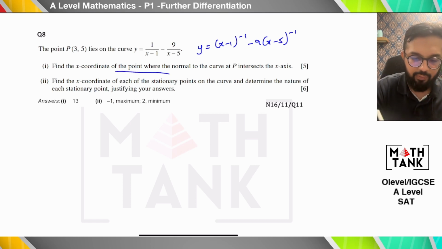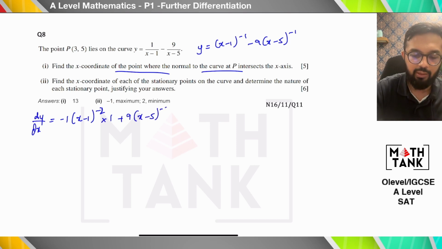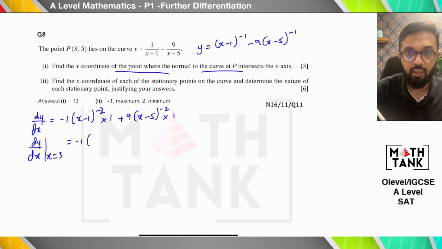Find the x-coordinate of the point where the normal to the curve at P intersects the x-axis. So I'm looking for the normal at P. I'm going to first differentiate, since I know this is a differentiation question. Some marks are there for just differentiating correctly. So you do 1 plus 9(x minus 5) to the power minus 2 into 1 again. Then I'm going to plug in x equals 3 because that's the x-coordinate of P: (3 minus 1) to the power minus 2 plus 9(3 minus 5) to the power minus 2.